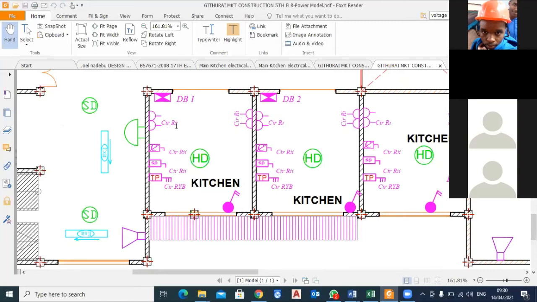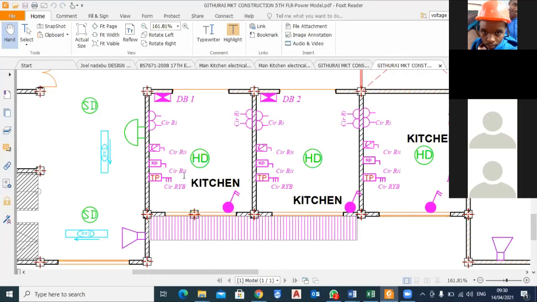When we talk about circuit R1, we mean one. We have a DB, and a DB has three phases. Kuna red, yellow, na blue. So sockets wote nimesema zikwe red. So iko circuit red 1. Na hii socket pia iko kwa circuit red 1. Nikikuja kwa kuka, circuit R2, red 2, that is a kuka.